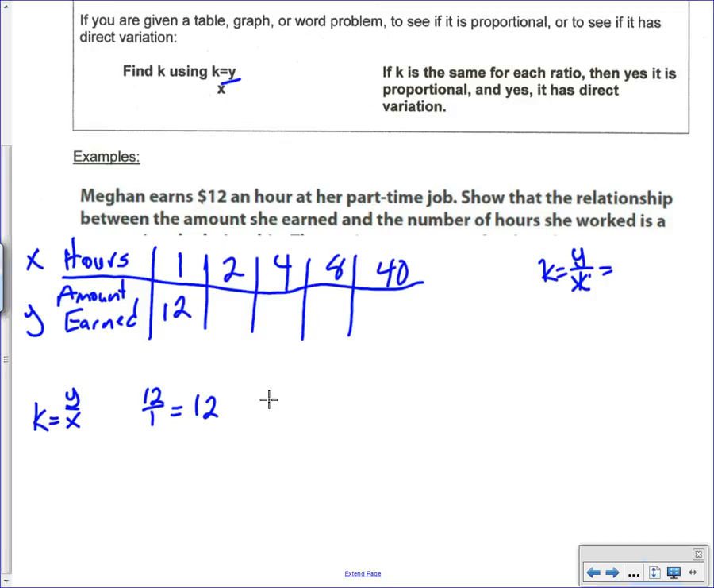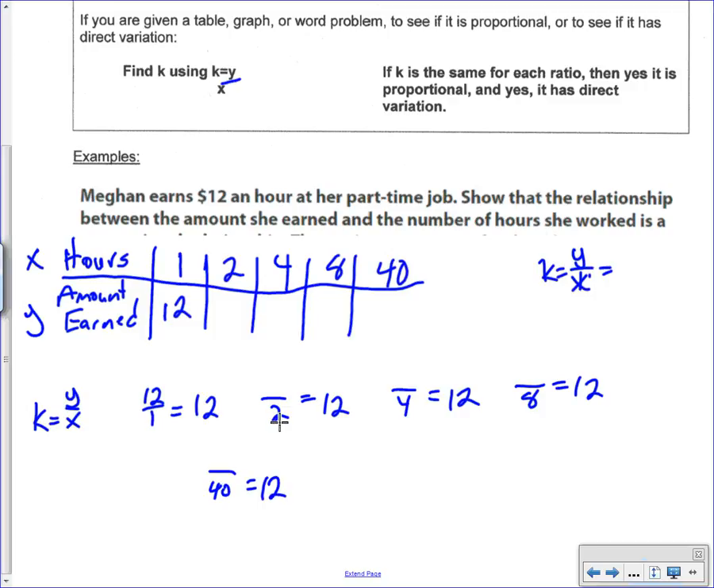For the second hour, we need it to equal 12. For the fourth hour, it equals 12. For the eighth hour, 12. And if we wanted to go ahead and do 40 hours, it needs to equal 12.